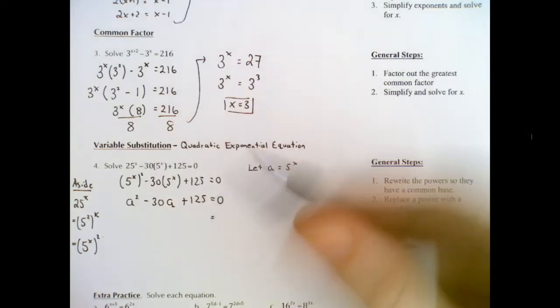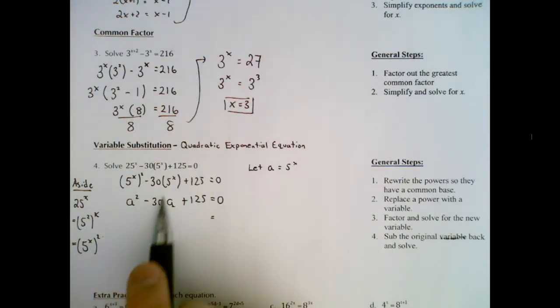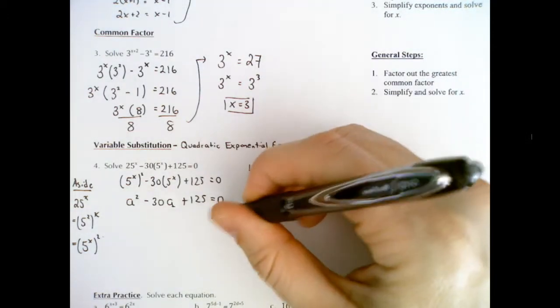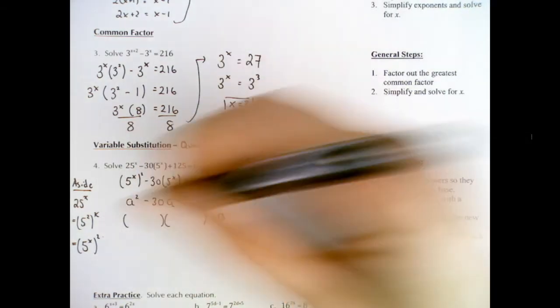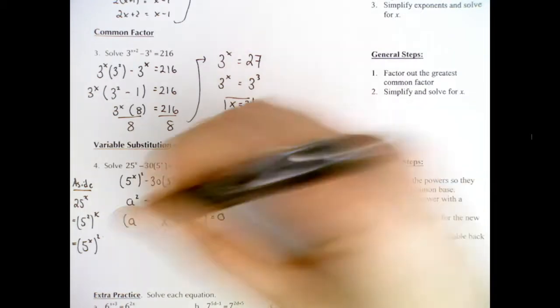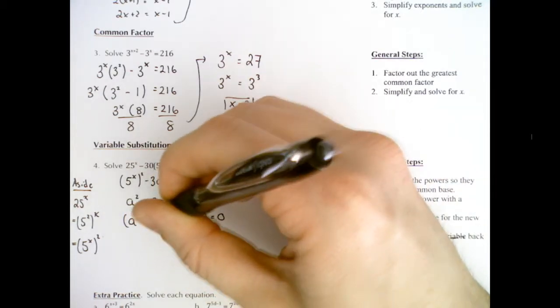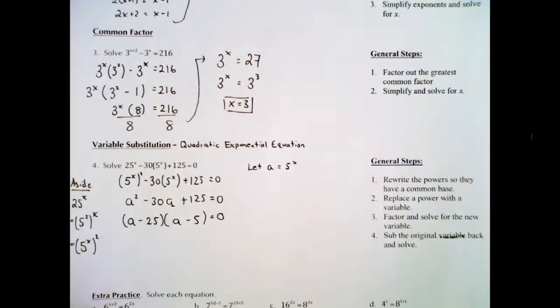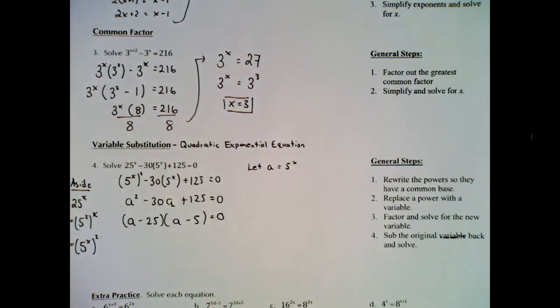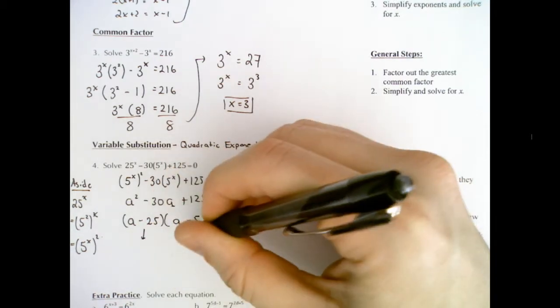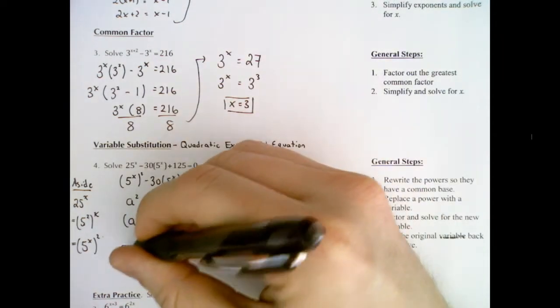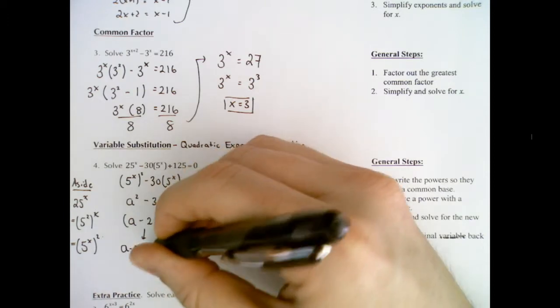Look for numbers that multiply to 125 and add to negative 30. Since it's a simple trinomial, we can go right to factored form if you can think of those numbers. And those numbers are negative 25 and negative 5. And now you would solve this just like you solve a quadratic. You would take each of the factors, set them equal to 0, and solve.